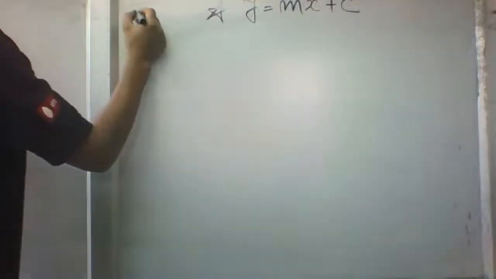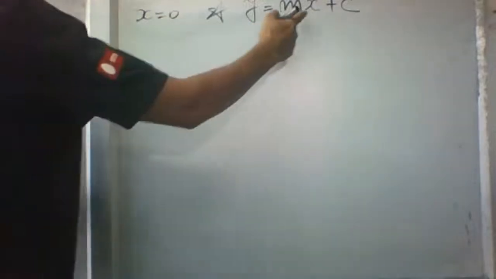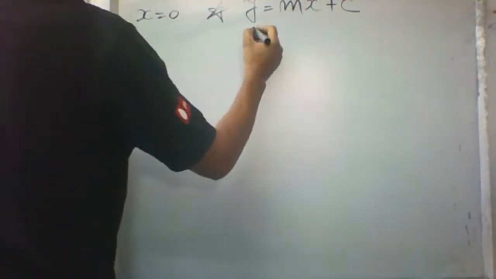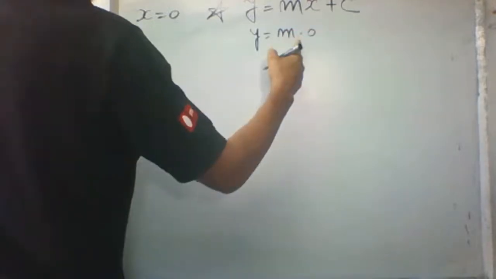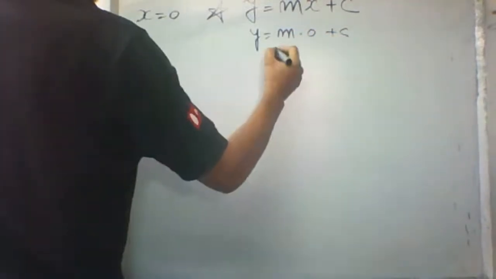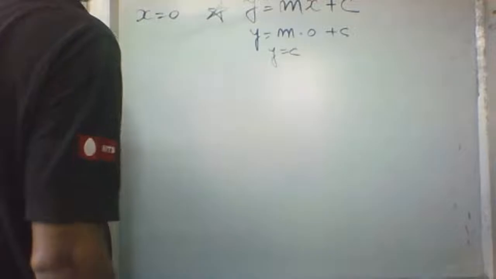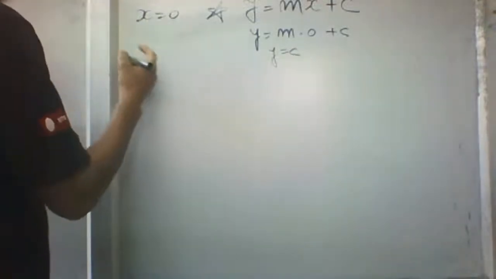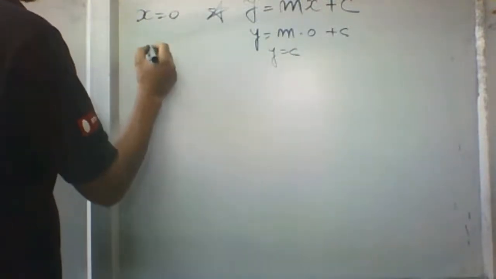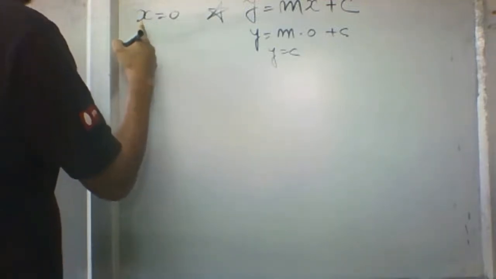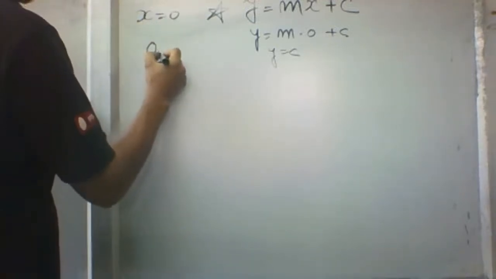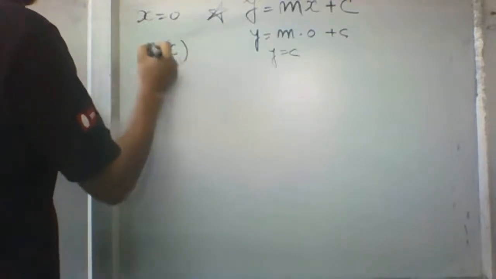Now, if you put the value of x equal to 0 over here, if x is 0, then what will happen? y is equal to m dot 0, dot means multiply, plus c, so y is equal to c. When x is equal to 0, y is equal to c. One coordinate is formed: x is equal to 0, and that time the ordinate will be c.